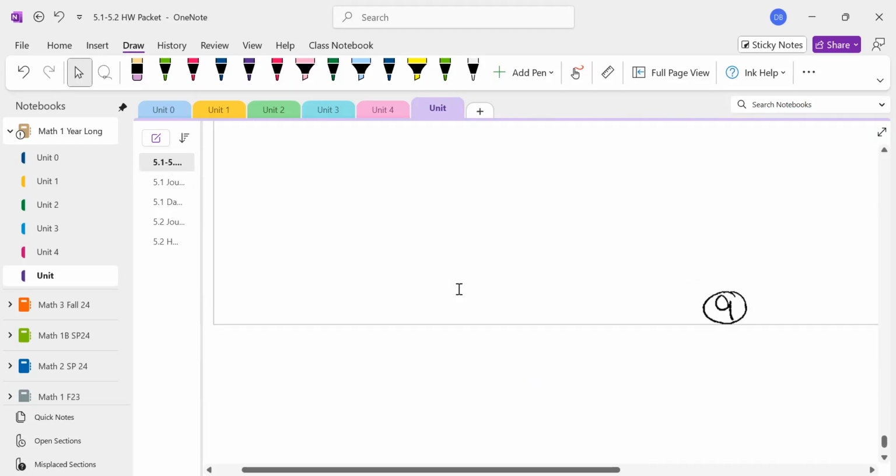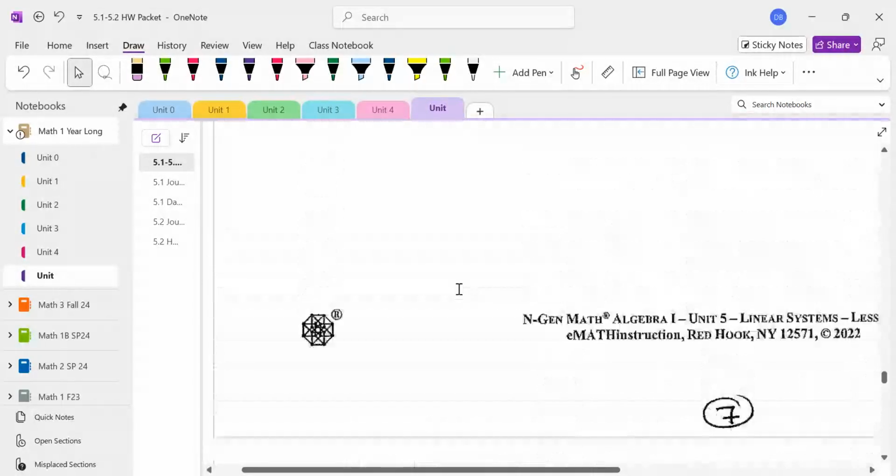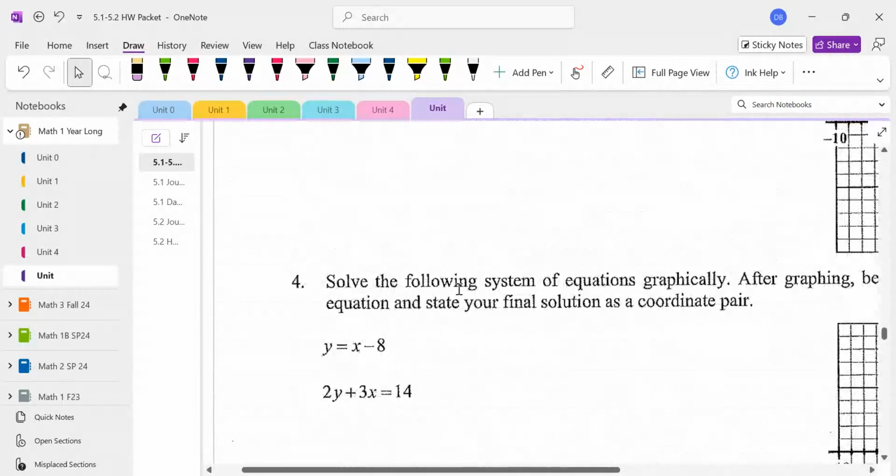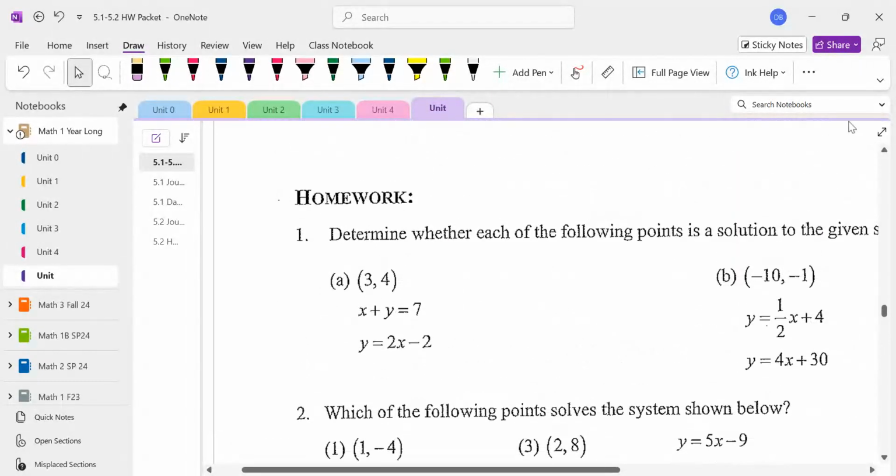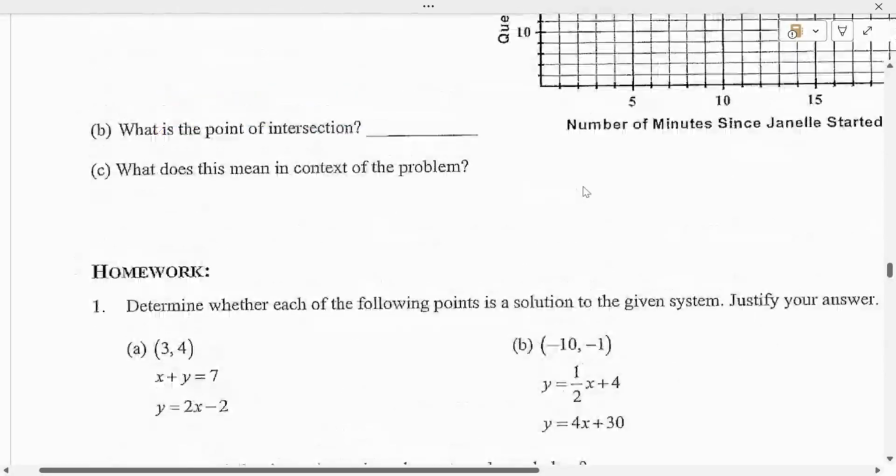So page 5, together in class. Because it'll help you do number 6. That's why I'm going to do that.